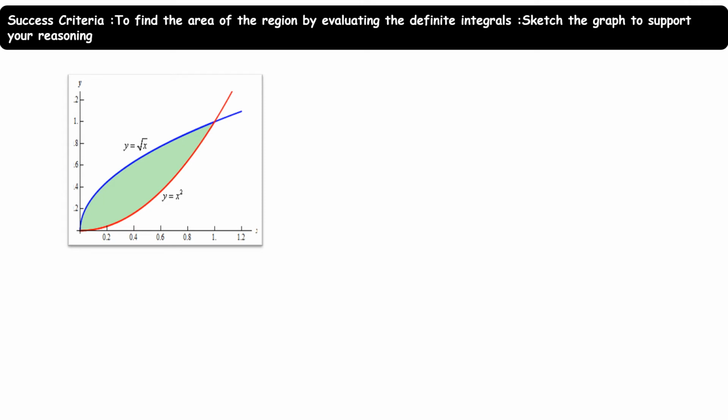So if we keep the eye over here, you can see there is a top curve and there is a bottom curve. Now the top curve is the blue line, that is square root of x, minus the bottom curve, which is represented by a red line, that is x squared. Since this is x, we will write here dx. Write the lower limit. So here the value of x is 0, and here at the point of intersection, the value of x is 1.